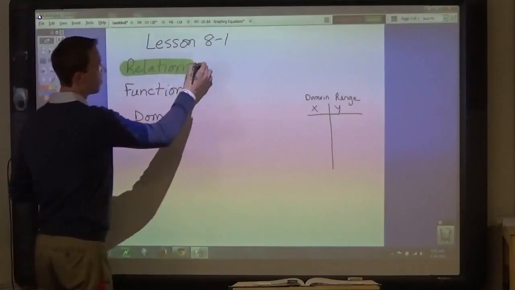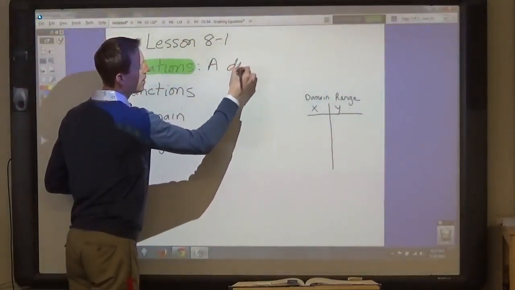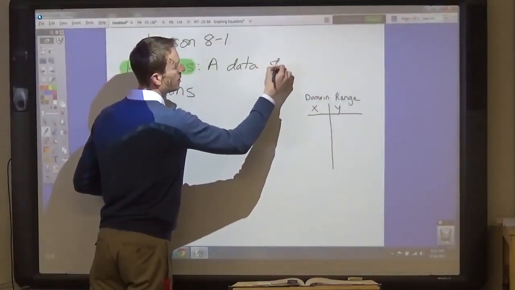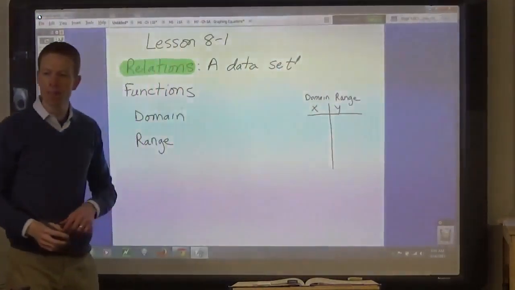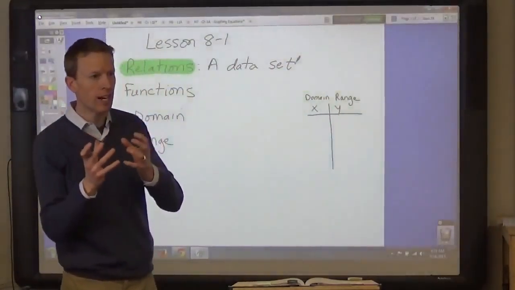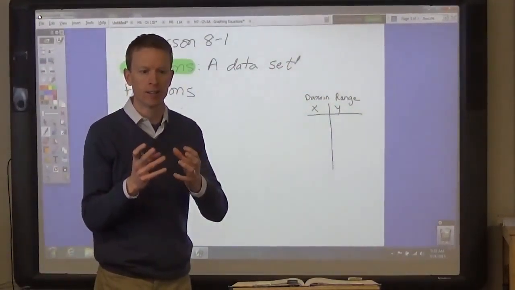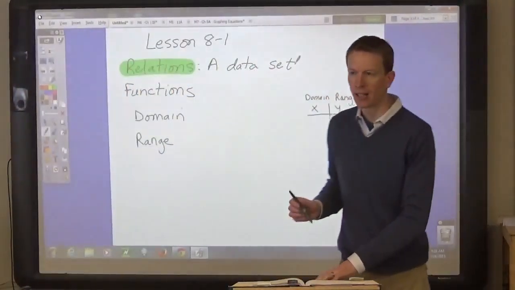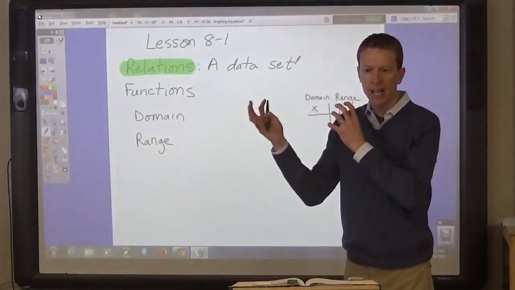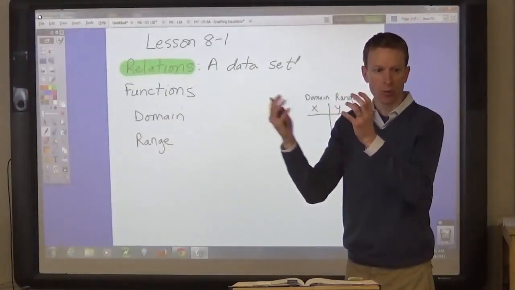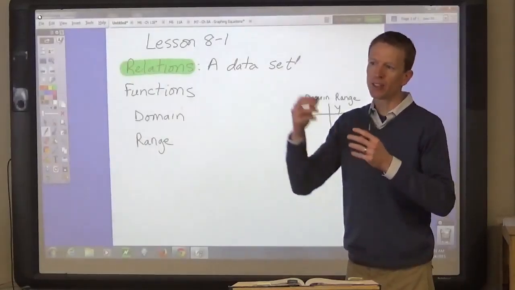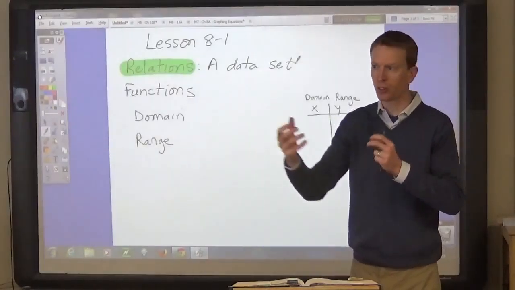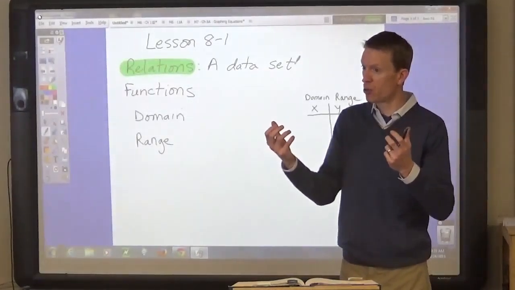Relations refer to a set of data. A data set, or a group of numbers that go together. If you look at a table, it is considered a relation, meaning numbers that relate to each other. Miles driven and how many gallons used. Those two numbers would fit together because of the situation.